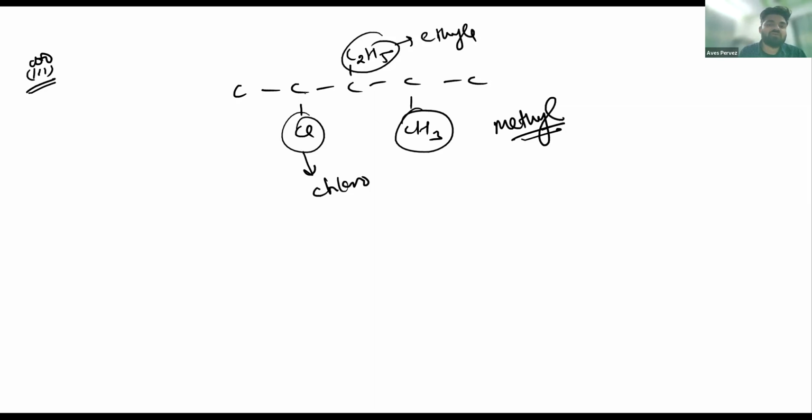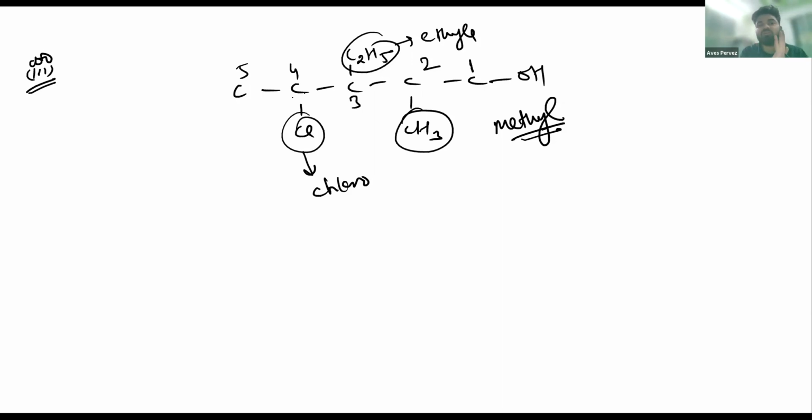You can start either from here or from here, it's your choice: 1, 2, 3, 4, 5. But if I put an alcohol group here, then the numbering must start from here: 1, 2, 3, 4, 5, because that functional group is given the first preference. Now, how we write the prefix, we will learn later.